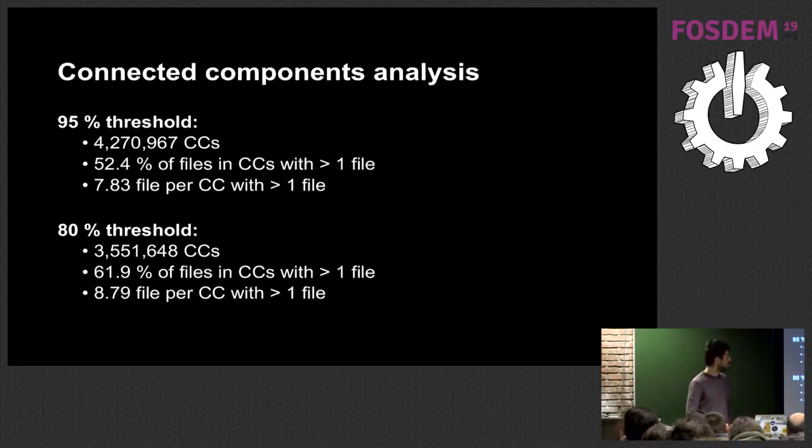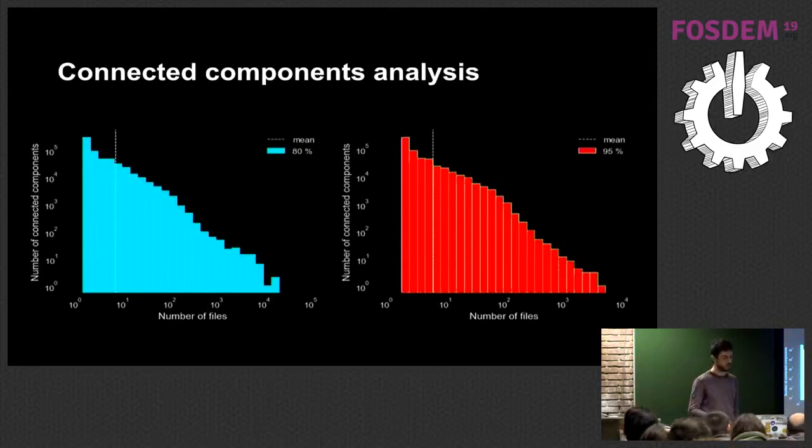Looking more into detail at the size of the connected components, as you can see from this log graph, most of the connected components actually had a relatively small number of files, with at most, for the 80% threshold, 1,000, maybe a couple thousand files in one connected component.